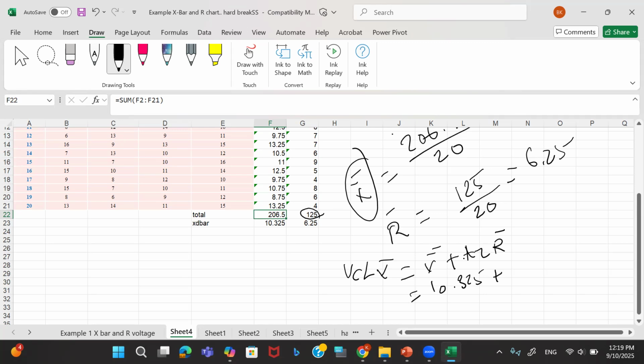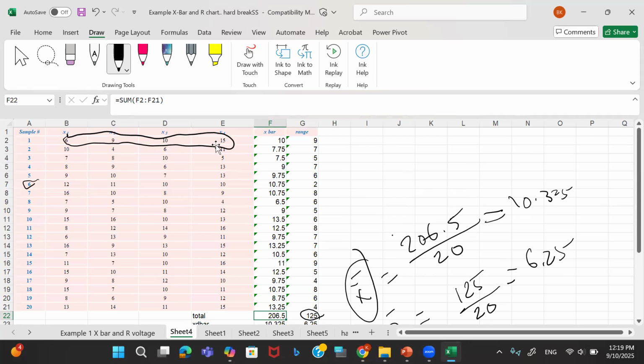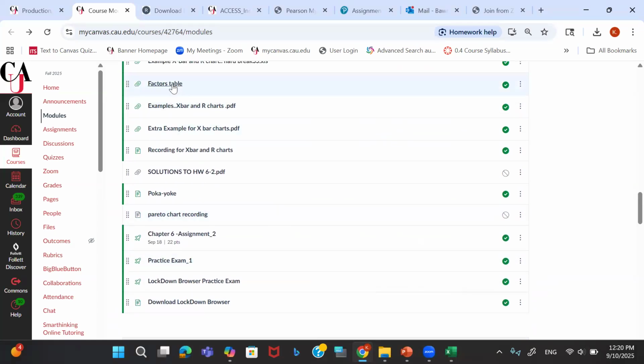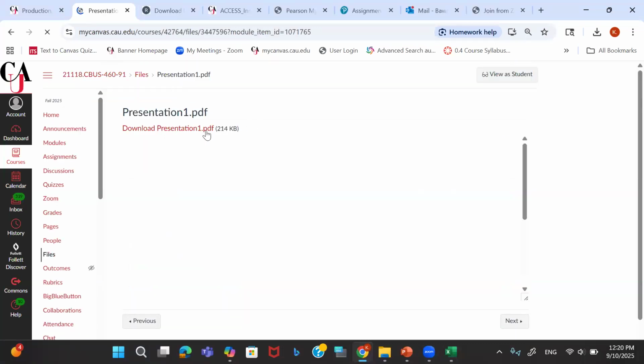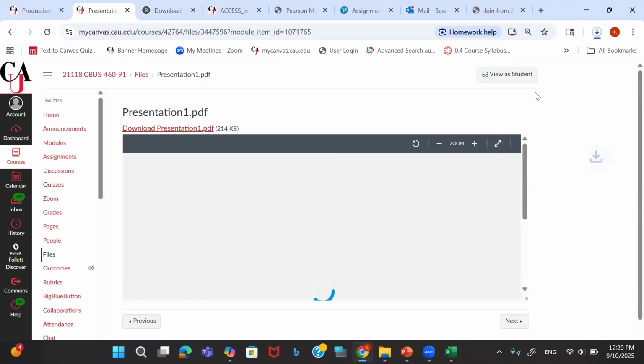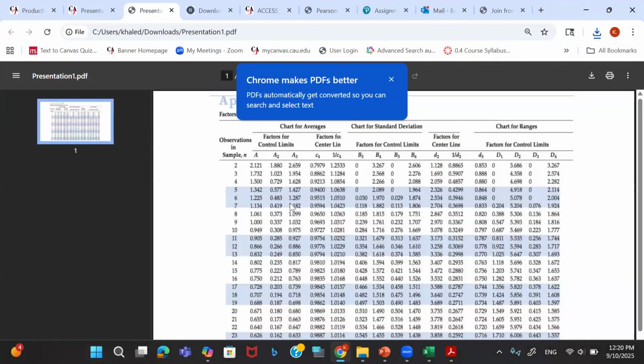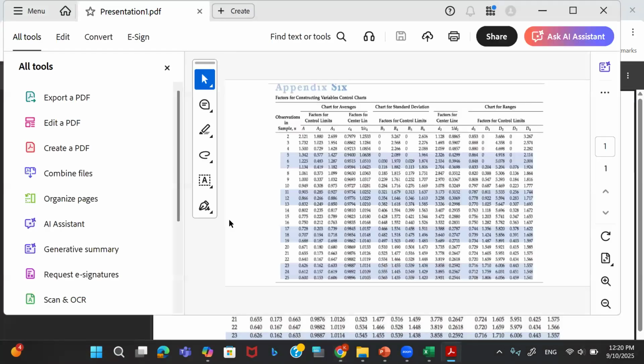Where do I get A2? We said A2 we get from the factors table. It is based on the sample size. Our sample size here is 4. So I go to the factors table. It should be here. I open it. This is the factors table. And then I look for sample size 4. So this is sample size 4.